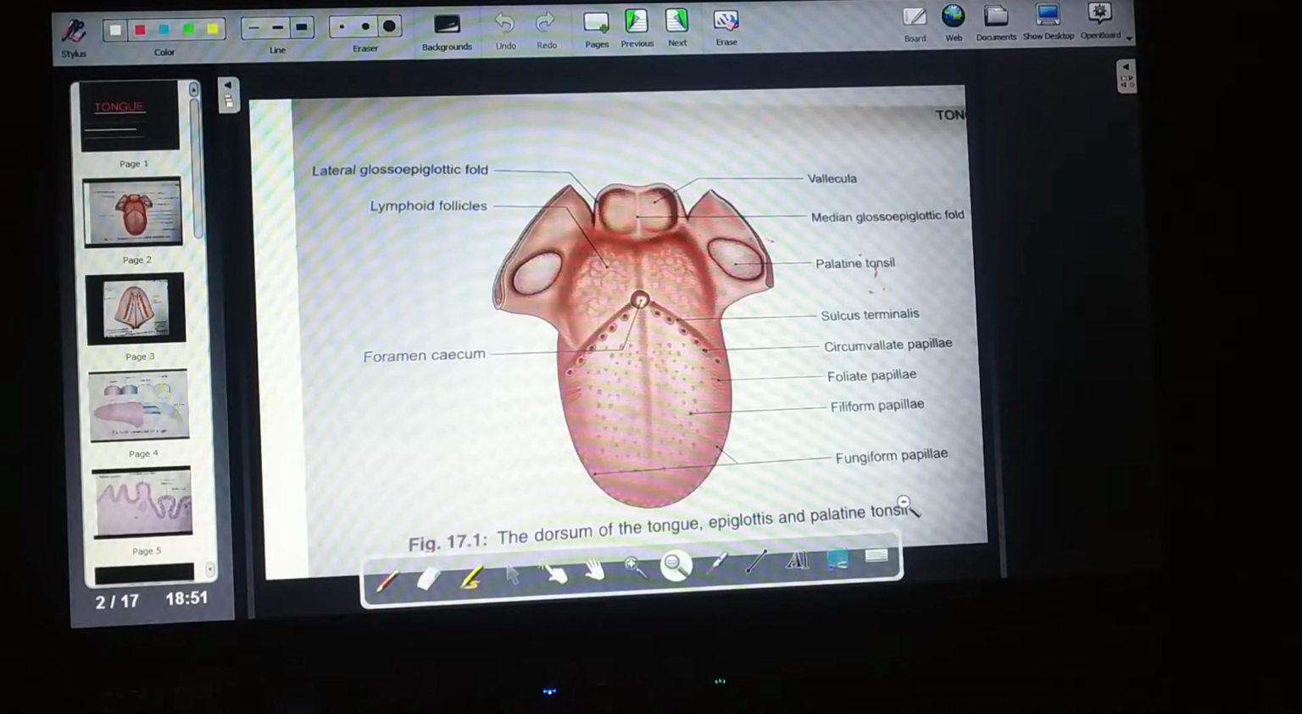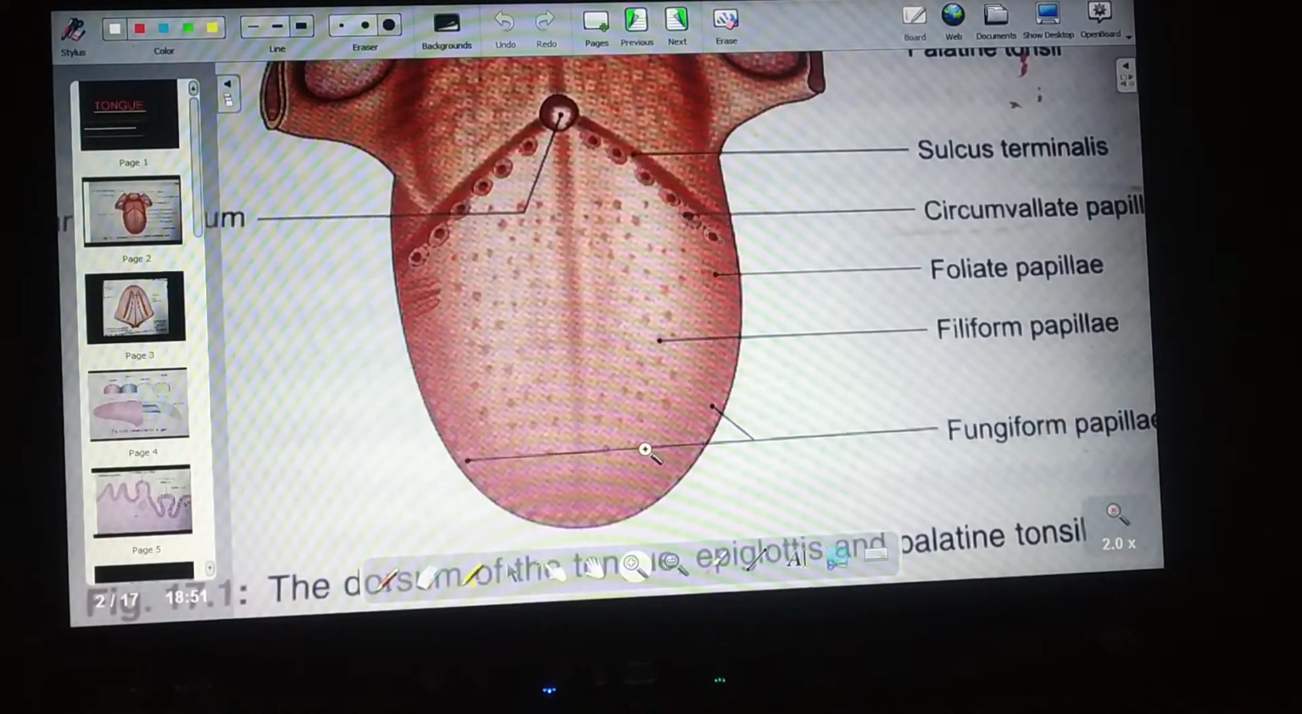These papillae are specific in their site. Fungiform papillae are always present in the anterior aspect of the tongue, whereas filiform papillae, as the name suggests, are maximum in number. Foliate papillae are few in number and on the lateral aspect, and circumvallate papillae are 8 to 12 in number, and they have the maximum taste buds.